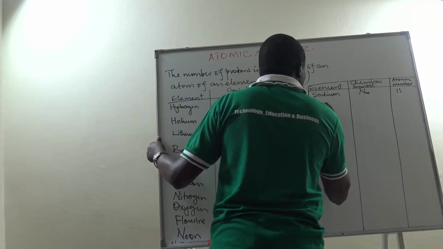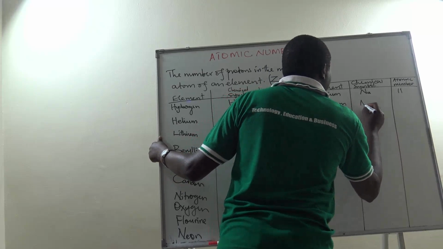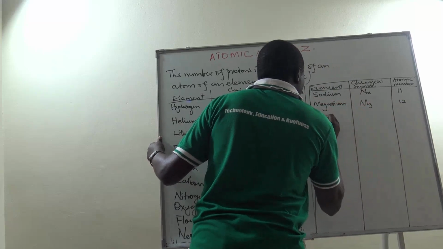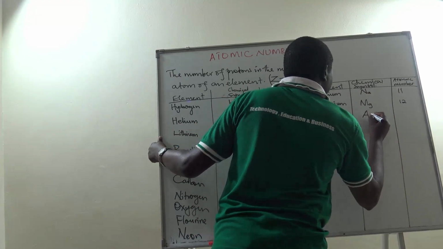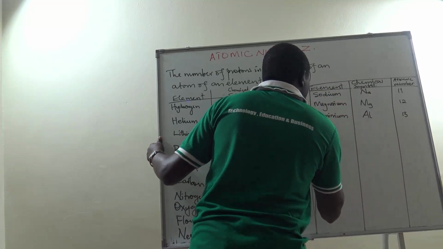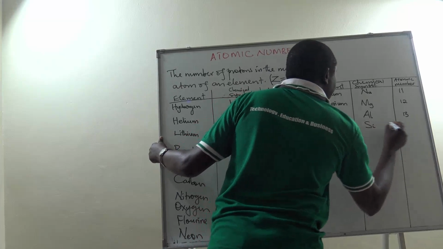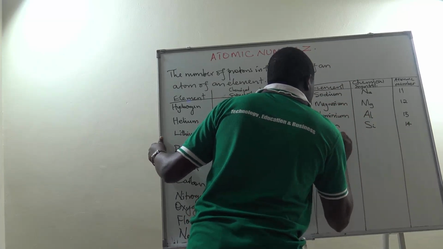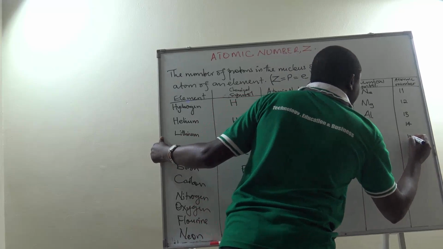Next is magnesium with capital M and small g, number 12. Then we go to aluminium with capital A, small l, and is number 13. Then we have silicon, which is capital S, small i, number 14. Then we go to phosphorus, which is capital P, it is number 15.